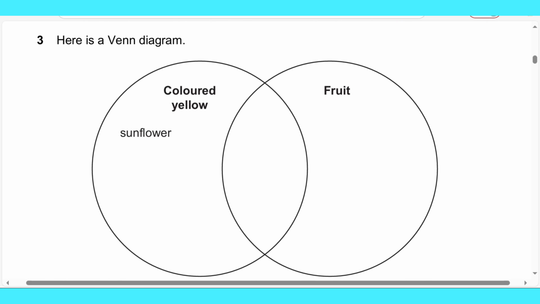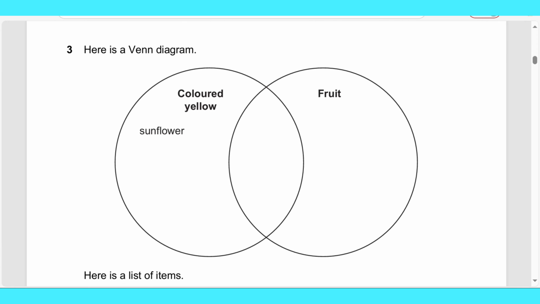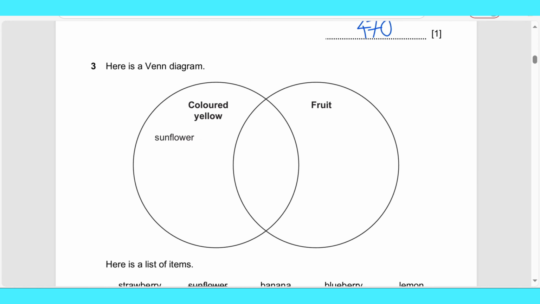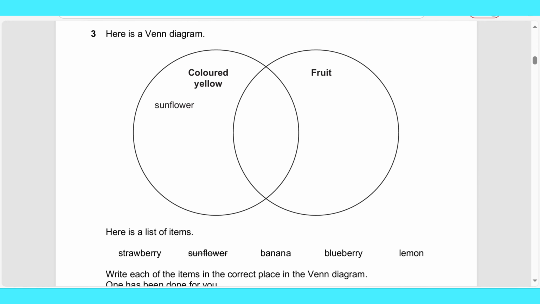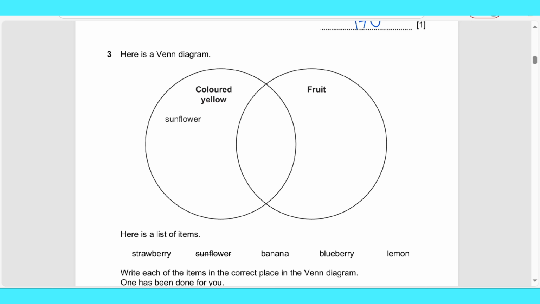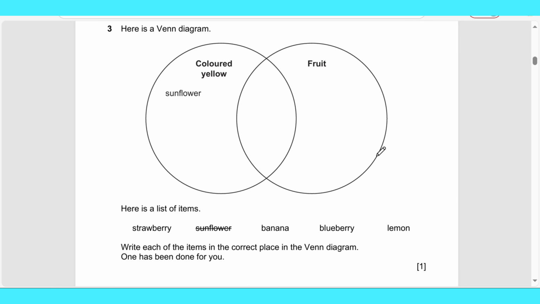Number 3, here's a Venn diagram. Colored yellow, sunflower, and then fruit. Now, on the right side of our Venn diagram, here's a list of items: strawberry, sunflower, banana, blueberry, lemon. Write each of the items in the correct place in the Venn diagram. One has been done for you.